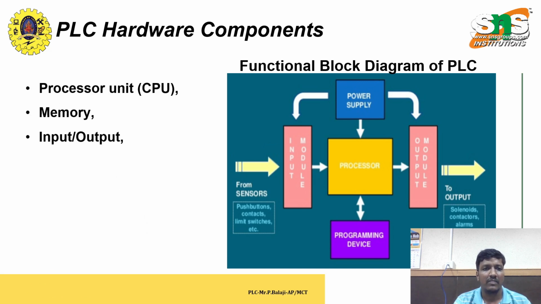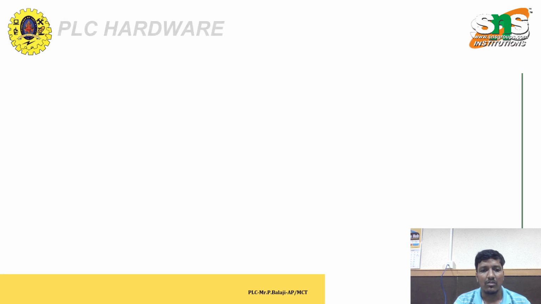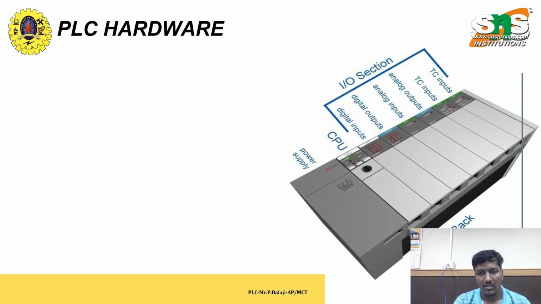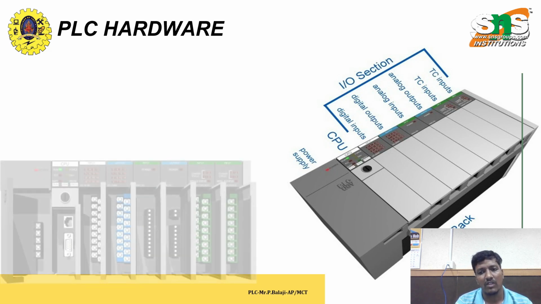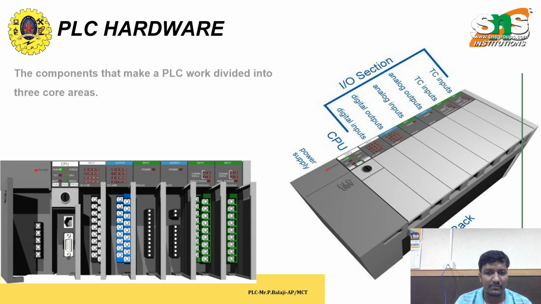Basically we have hardware components like processors, memory, input output devices, power supply, and programming and communication ports. These are our basic PLC hardware. Some have digital inputs and digital outputs, analog input, analog output, TC input, TC output, and power source. It will be shown like that in the window we see here.